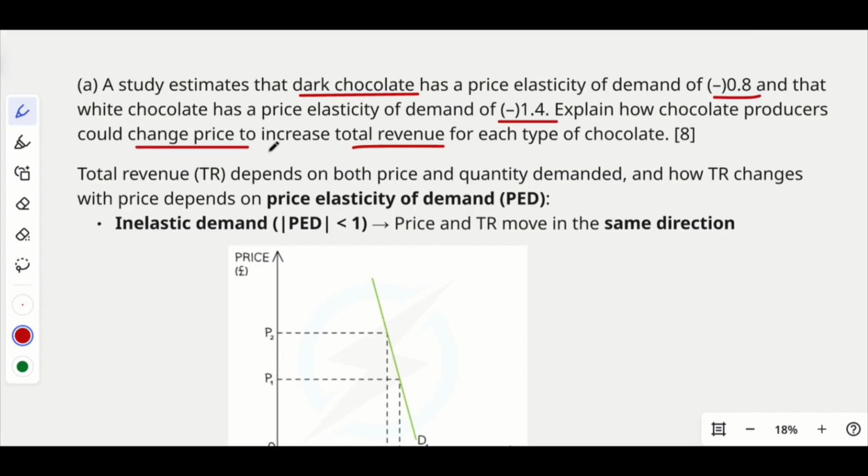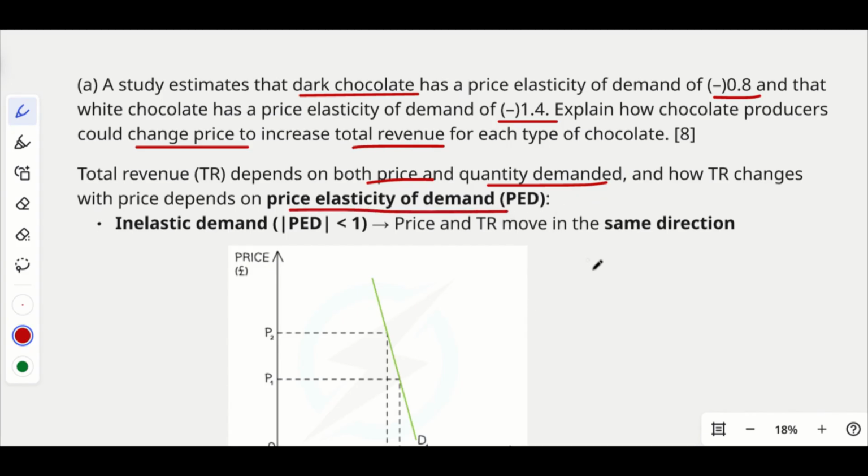So by changing the price, they have to increase the total revenue. With the help of price elasticity, we have to identify that. So basically, what is total revenue? It is price times total quantity sold, right? So total revenue depends on both price and quantity demanded, and how total revenue changes with the price depends on price elasticity of demand.